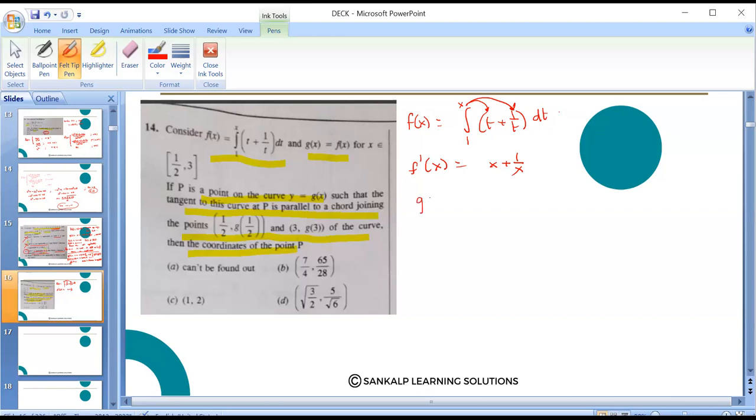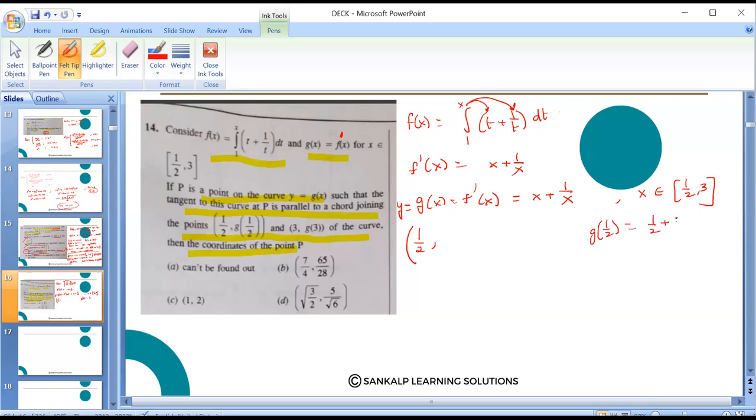g of x is equal to f dash x. It's given, so g of x is x plus 1 by x, and the interval for x is from 1 by 2 to 3. Now there is a point on this curve y equal to g of x. What is that? Half comma g of half. So we have to find what is g of half.